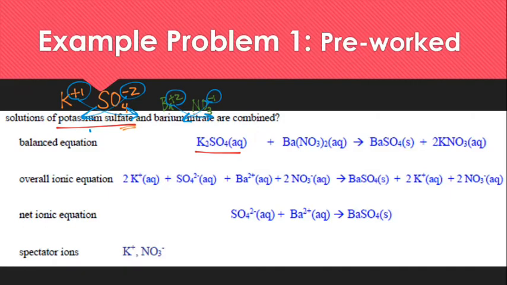Now, our next step, after we have the formulas for what stuff we're starting with, is to go back and predict the products. So, with double replacement reactions, you need to remember that we're going to take the first ion from the first substance and combine it with the second part of the second substance. So they're switching partners. This is that wife swap situation.